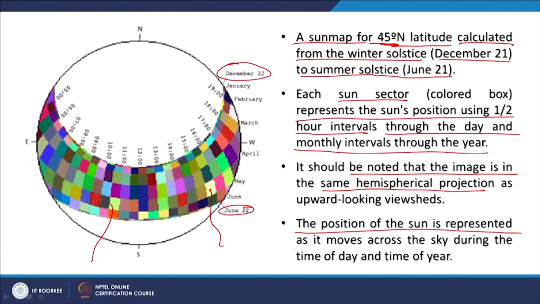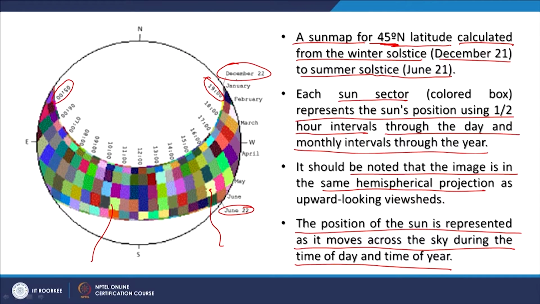So that is why everything will be in the same projection as the upward looking viewshed. Now the position of the sun is represented as it moves across the sky during the time of the day, and so different timings are there. See, this is 0050, and then here you are having 19 hours in the evening time. So how it will move, and the position of the sun is represented like this.